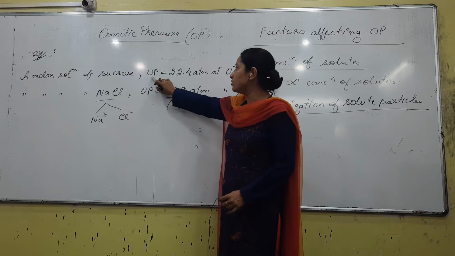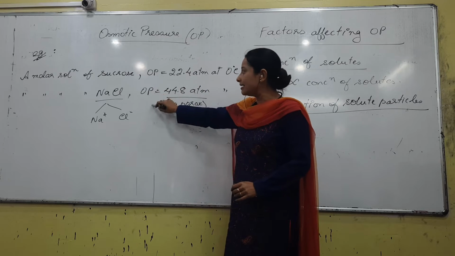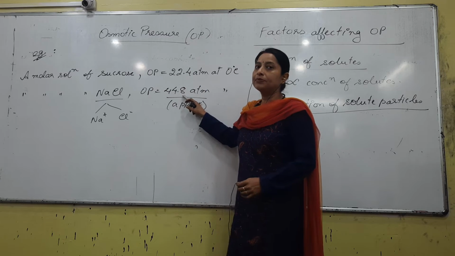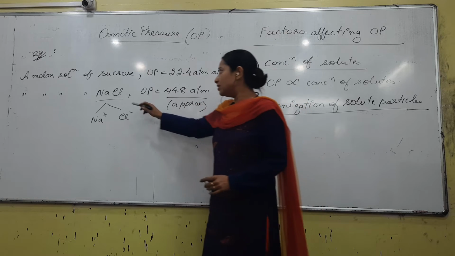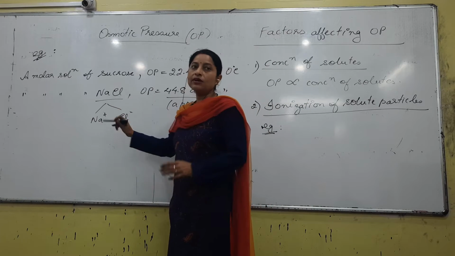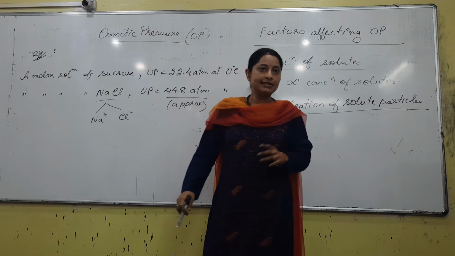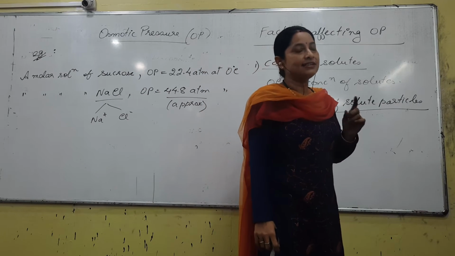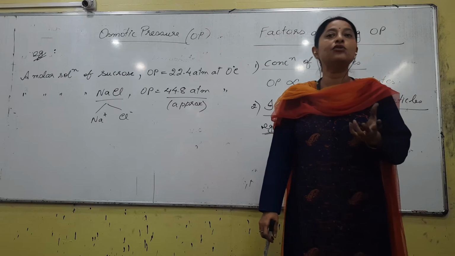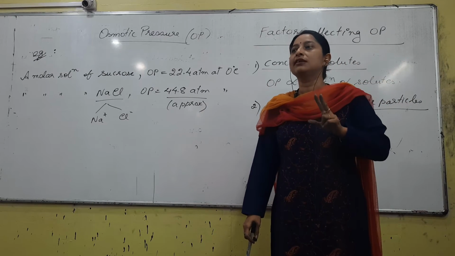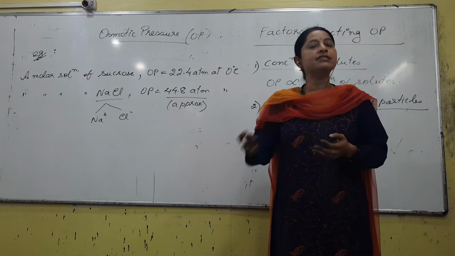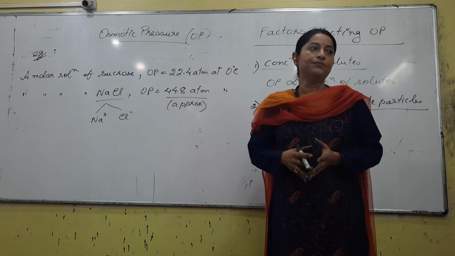If you see here, the osmotic pressure is almost 22 and here it is almost double, right? Why double? Because NaCl can be broken down into two solutes. Sucrose we cannot break down further; when it cannot break down, it is considered as one solute. If it can be broken down into ions, it is considered as two solutes. If there are two solutes, then obviously solute is more, so OP is more.